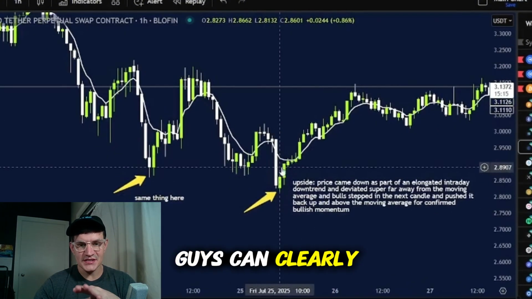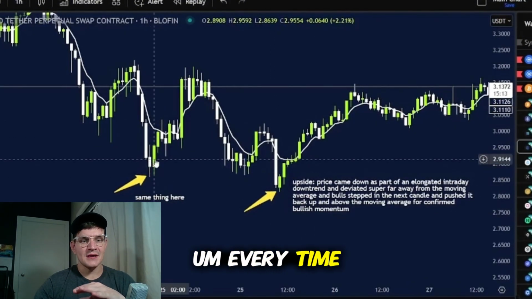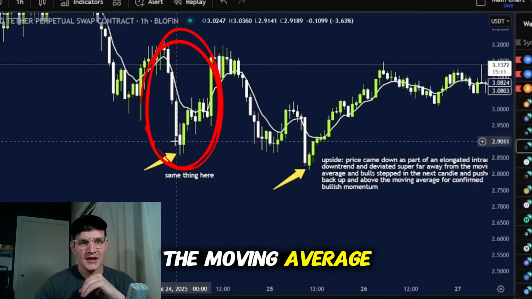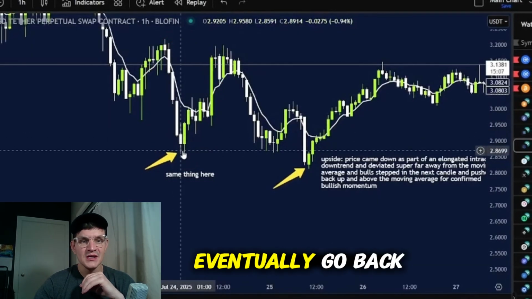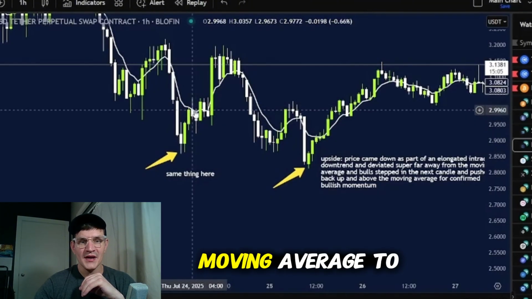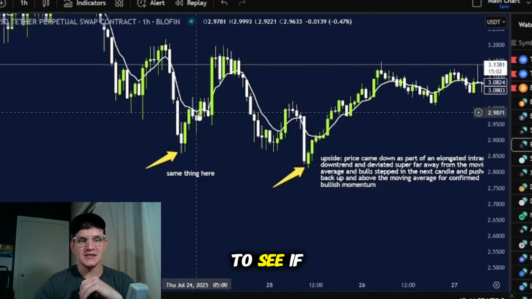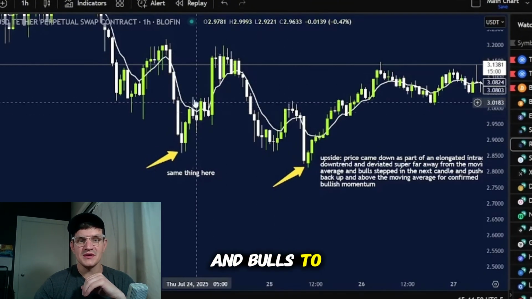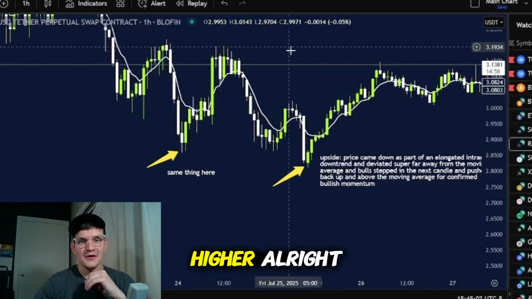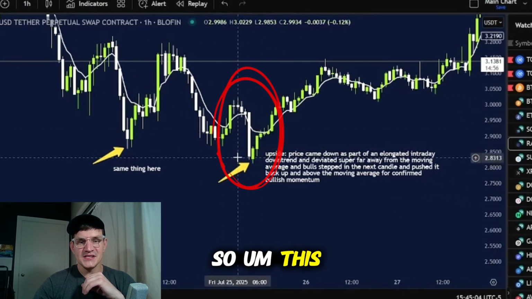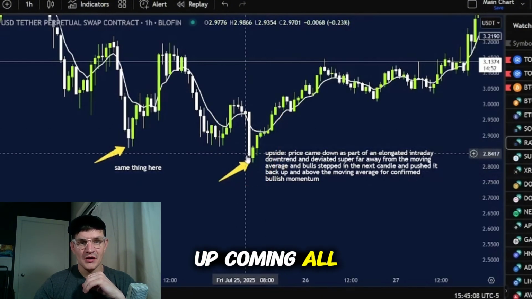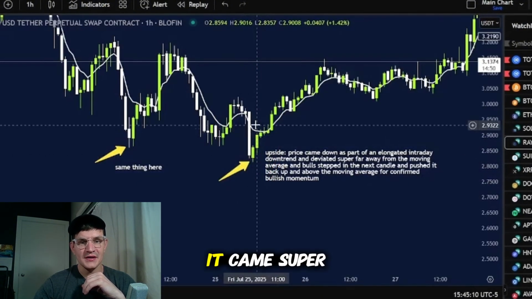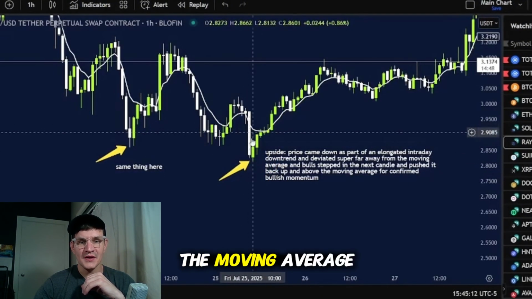But as you guys can clearly see here, every time price comes down from the moving average and deviates super far away from it, it's going to eventually go back up to the moving average to retest it, to see if there's enough strength in bulls to continue to move even higher. So this is a perfect example I found right here. Price ended up coming all the way down, super far away from the moving average right here.